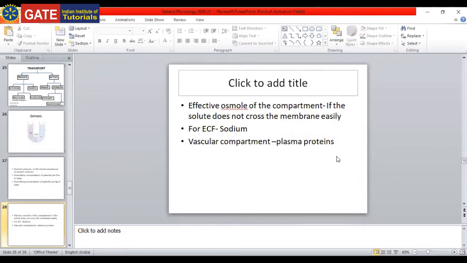Can you repeat the question? Yeah. See, I told you now, effective osmole for one compartment is a substance which cannot cross that membrane. Now you consider the compartment to be ECF. Now you tell me, for an ECF, what could be the substance which is called the effective osmole for ECF? Did I get an answer? Is my question clear?